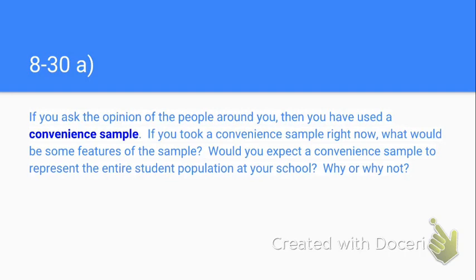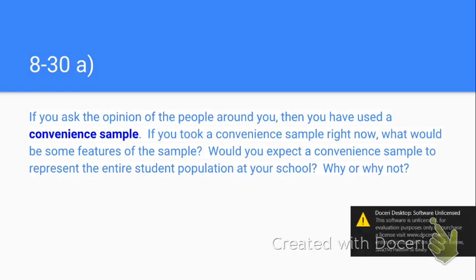So, 830A, if you ask the opinion of the people around you, then you have used a convenience sample. So, when you're doing a convenience sample, it's just, who do I see around me? I'll ask you, you. That's a convenience sample. If you took a convenience sample right now, what would be some of those features of the sample? Would you expect a convenience sample to represent the entire student population at your school? Why or why not?